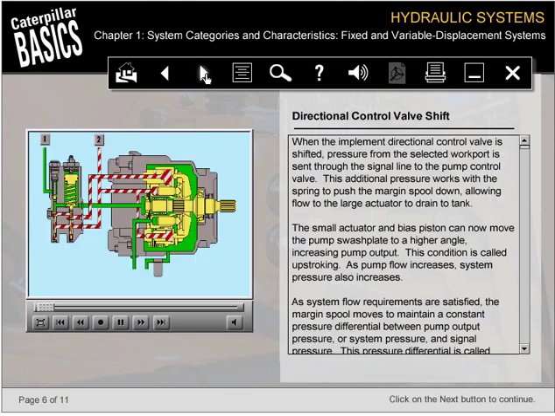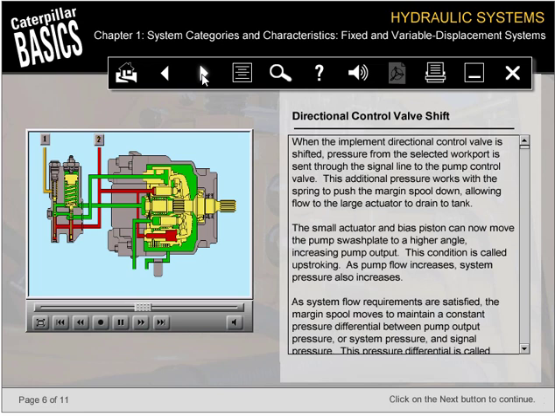When the implement directional control valve is shifted, pressure from the selected work port is sent through the signal line to the pump control valve. This additional pressure works with the spring to push the margin spool down, allowing flow to the large actuator to drain to tank. The small actuator and bias piston can now move the pump swash plate to a higher angle, increasing pump output. This condition is called upstroking.